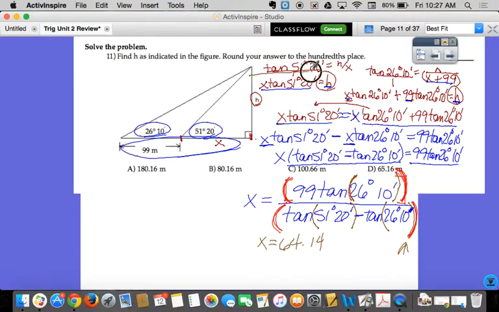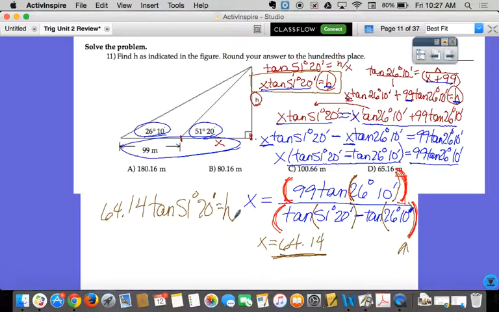We need this lovely little equation right here, okay? So if you take this, and you don't even have to wipe it out of your calculator, you need to take the 64.14 and multiply it times the tangent, 51 degrees, 20 minutes. That gives you h. So just keep it in your calculator and say times tangent 51 plus 20 divided by 60. And that gives me h being 80.16. So there we go, B.